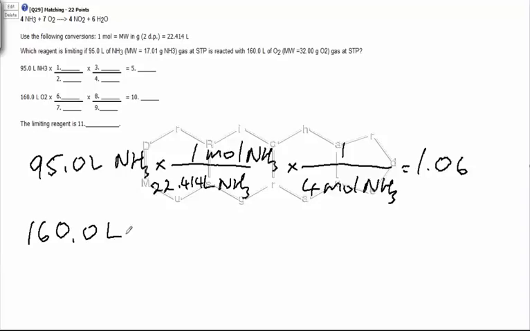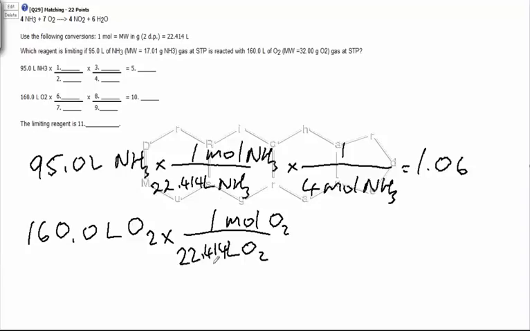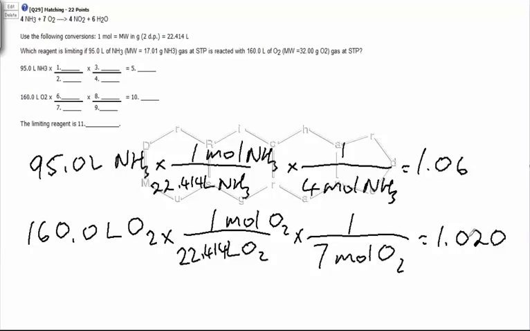We're going to do the same thing over here to the O2, 160.0 litres O2 times, we know litres O2 goes on the bottom to cancel this litres O2, mole O2 goes on top, 1 mole equals 22.414 litres of O2, that's the relationship between those, times 1 over 7 moles of O2 from the reaction equation, and that's going to give us 1.020 as our final mole ratio.